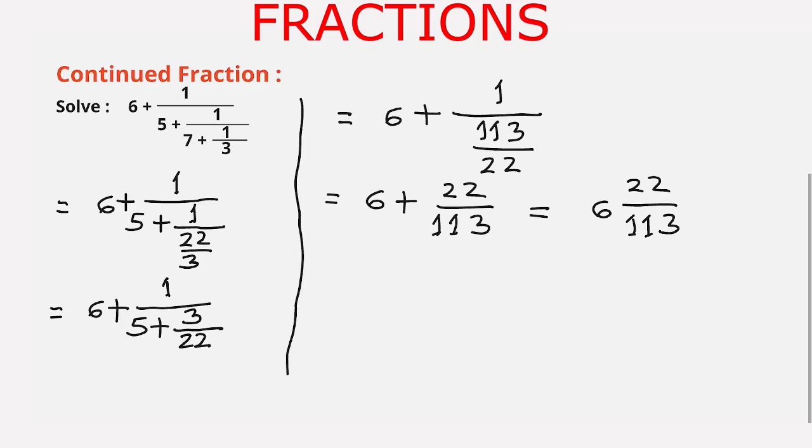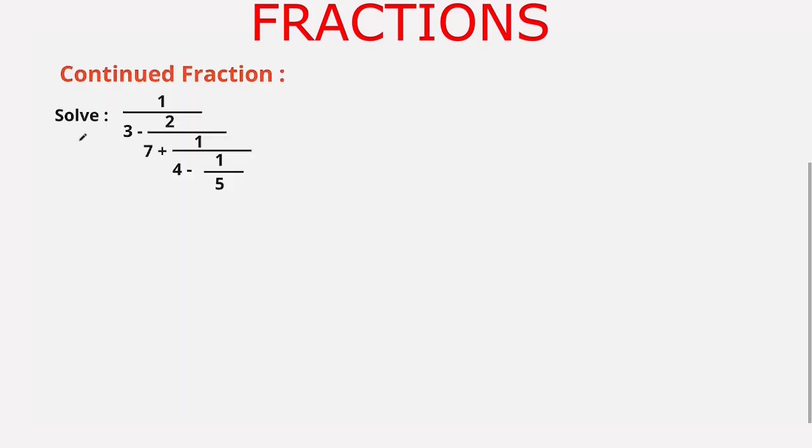Now we learn it by one more example. So we go to the next example. Our next continued fraction is solve 1 upon 3 minus 2 upon 7 plus 1 upon 4 minus 1 upon 5.